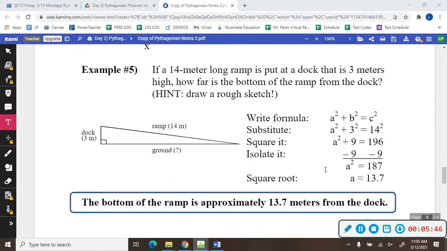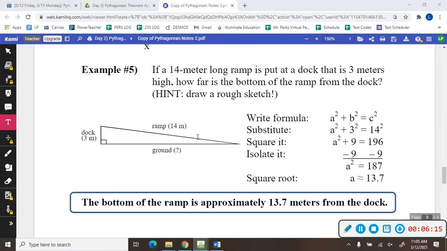Now we're into applications. So let's say you have a 14-meter long ramp. And just so you know, ramps are almost always the hypotenuse, because in order to be a ramp, you want it to go up something or go down something, like a staircase. So it doesn't make any sense to have the ramp on the ground or a ramp going straight up and down. So almost always your ramp is going to be your hypotenuse.